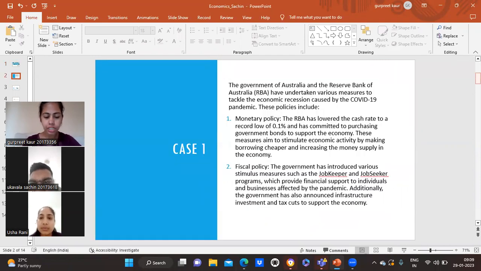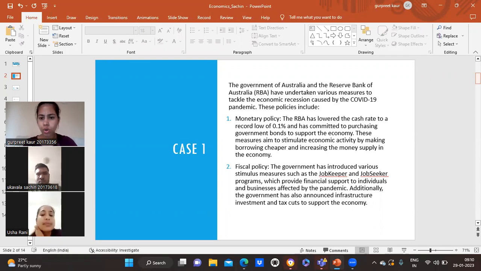And my case is regarding identifying and critically analyzing the policies undertaken by the government of Australia and the RBA, and also examining the impact the identified policies are having on unemployment, inflation, and output level. So, the government of Australia and the Reserve Bank of Australia have undertaken various measures to tackle the economic recession caused by the COVID-19 pandemic. Two policies are taken by the government, and these policies include monetary policy and fiscal policy. First one is monetary policy.